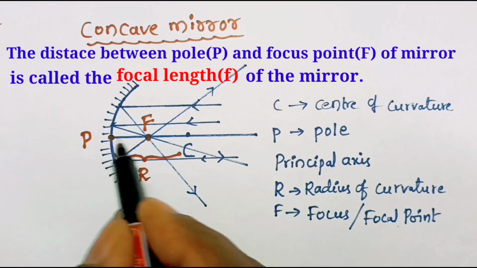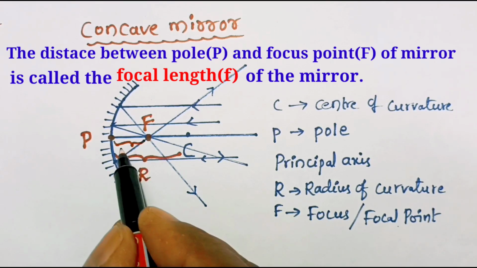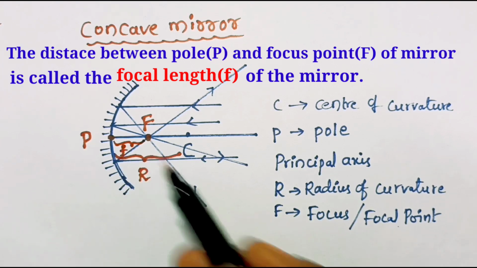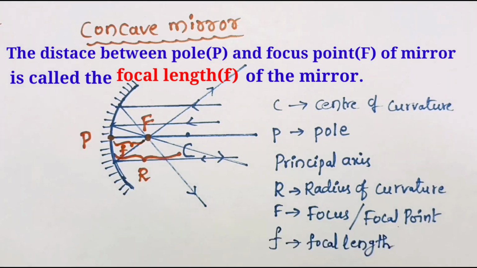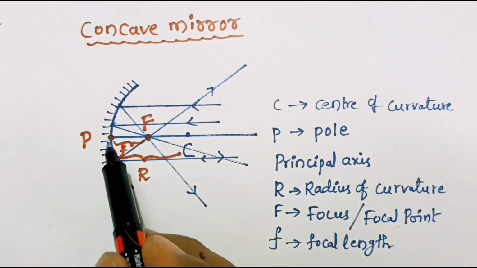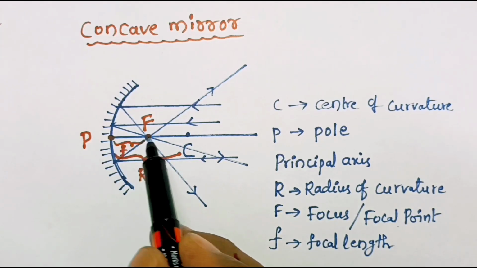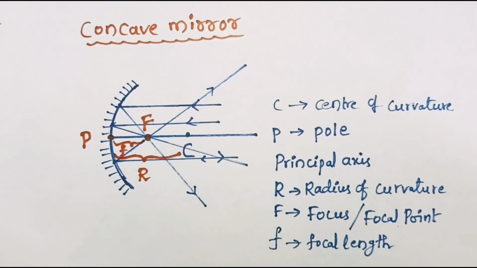The distance between the pole and the focus of the mirror is called the focal length. The radius of curvature will be twice this distance. So R is equal to 2F. And also F is equal to R by 2.